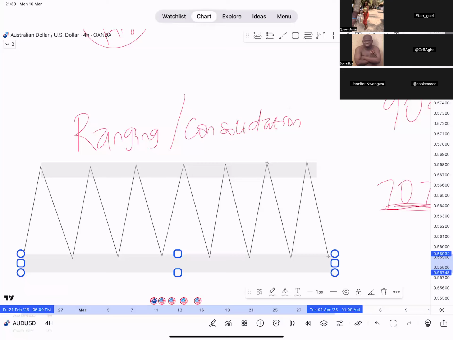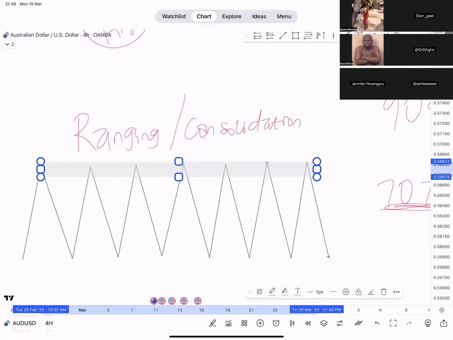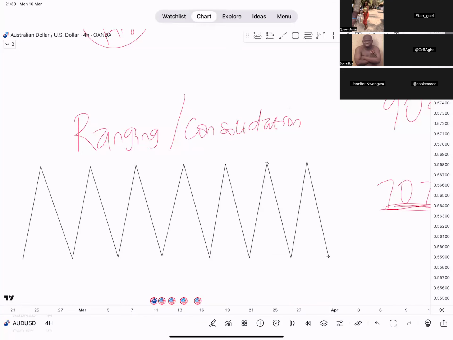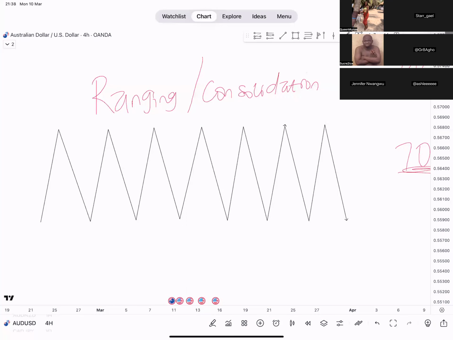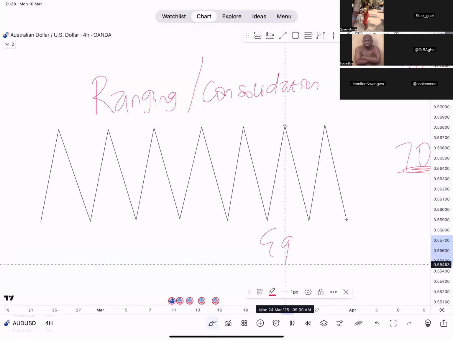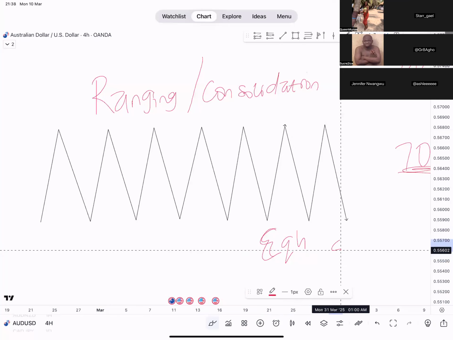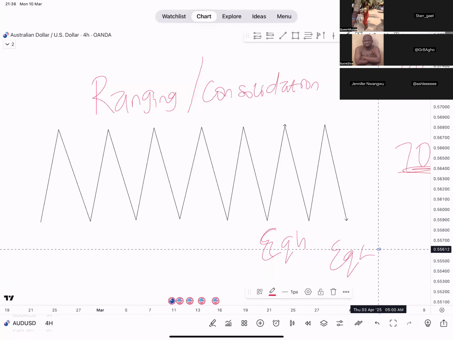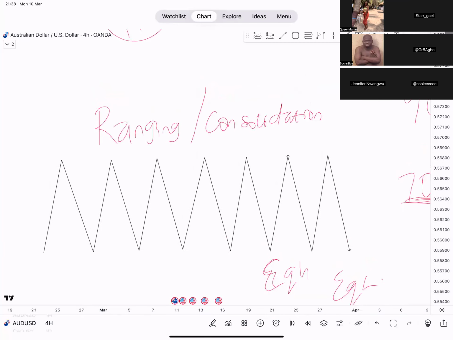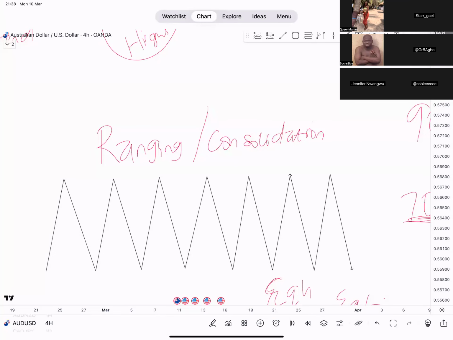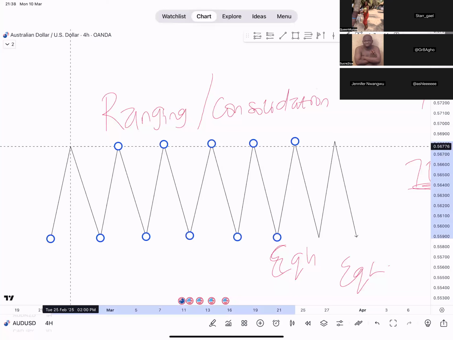So this type of market structure, which is the third type of market structure, called the ranging or consolidation market structure, is made up of what we call equal highs and equal lows, right? So the ranging or consolidation market structure is made up of equal highs and equal lows. Price is not going above the previous highs.